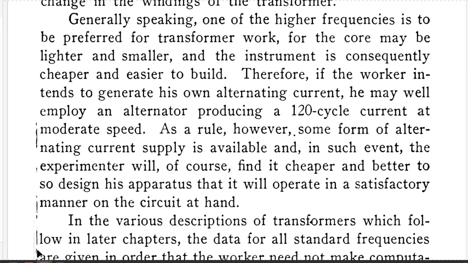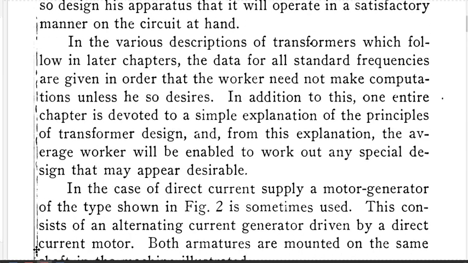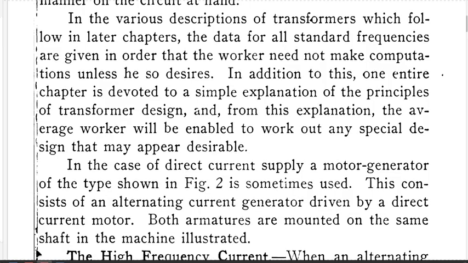As a rule, however, some form of alternating current supply is available and, in such event, the experimenter will, of course, find it cheaper and better to so design his apparatus that it will operate in a satisfactory manner on the circuit at hand. In the various descriptions of transformers which follow in later chapters, the data for all standard frequencies are given in order that the worker need not make computations unless he so desires. In addition to this, one entire chapter is devoted to a simple explanation of the principles of transformer design, and, from this explanation, the average worker will be enabled to work out any special design that may appear desirable.